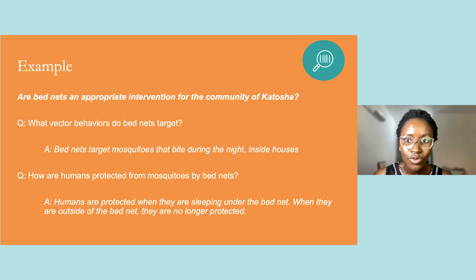Great, now let's walk through these initial brainstorming questions together. What vector behaviors do bed nets target? As we can see in Table 5 in the ESPT, bed nets target mosquitoes that bite during the night inside houses. Our second brainstorming question, how are humans protected from mosquitoes by bed nets? Humans are protected when they are sleeping under the bed net. When they are outside of the bed net, they are no longer protected.